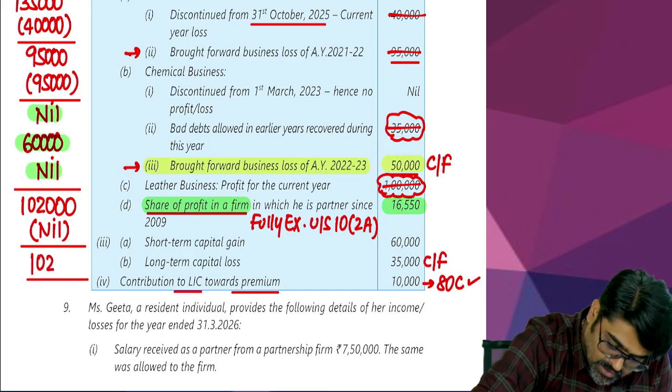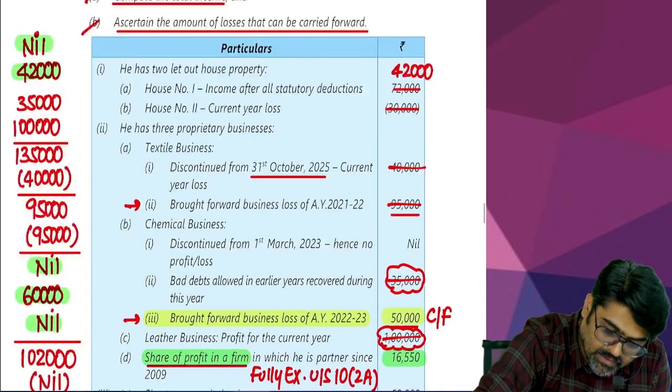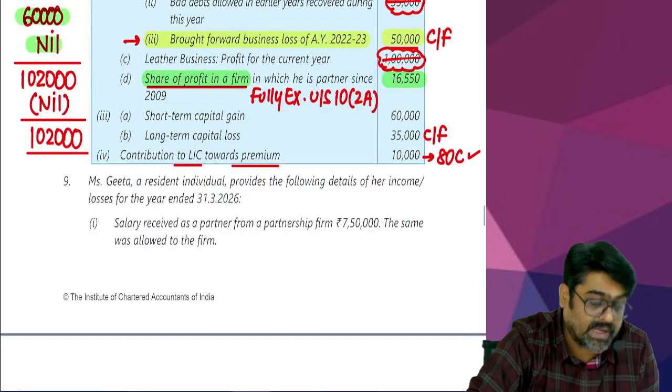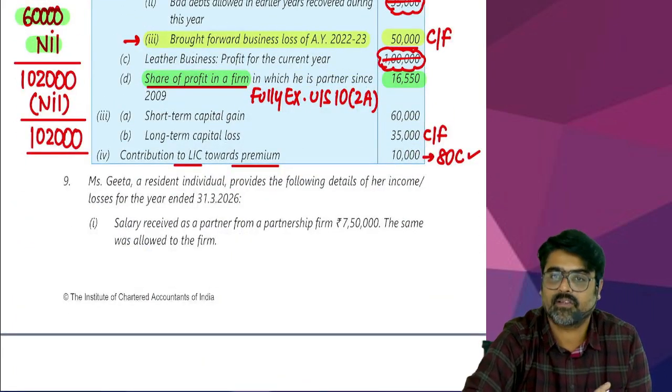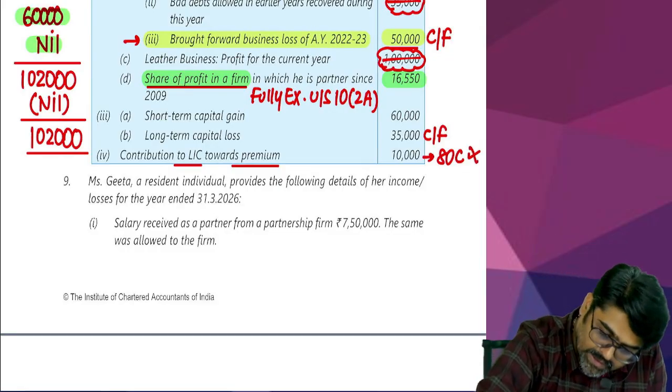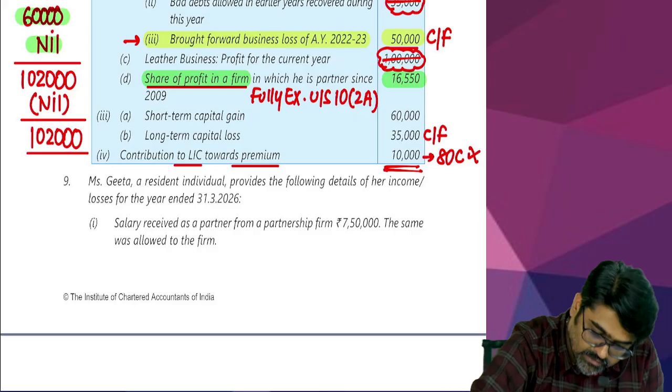This will be 1,02,000. Because in the first line only they have given that the assessee is following 115BAC. And if he follows 115BAC, chapter 6A deductions are not available. So you cannot take 80C. You cannot take 80C. Done, sir?